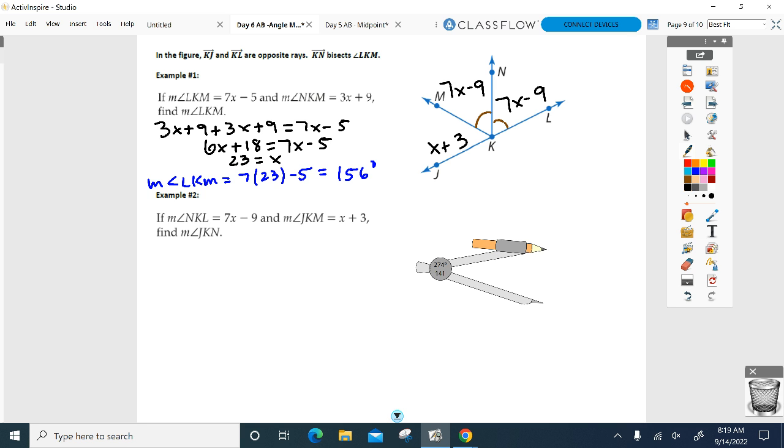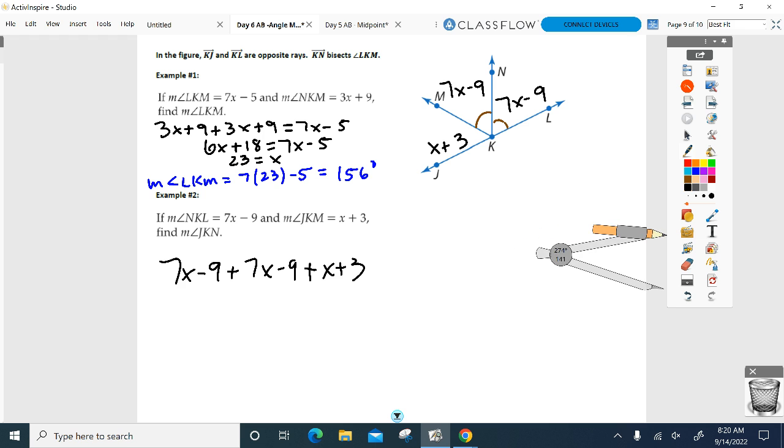If I combine all 3 of these angles, doesn't it form JKL? Everyone agrees if I take all 3 and combine them, I get this one right here, JKL. And what do you know about that? It's 180 degrees. It's a straight angle. Everyone see that? It's a straight angle. So I can say 7x minus 9 plus 7x minus 9 plus x plus 3 equals 180. Yep, all 3 angles form a straight line. Great.